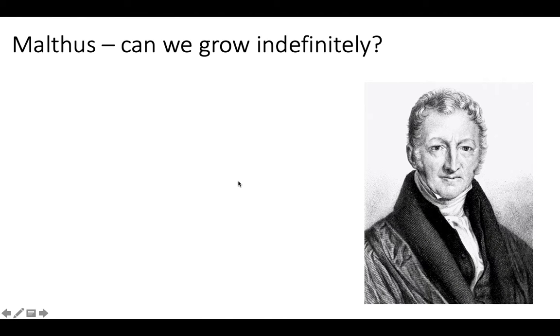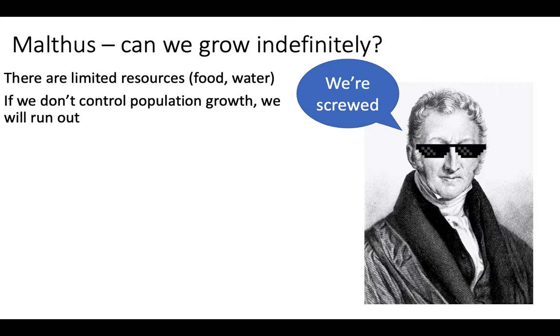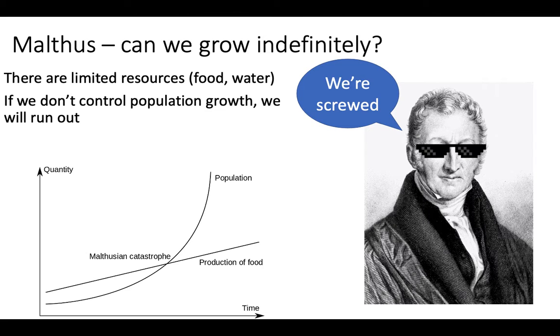Now, all this time we've been operating under the assumption that populations have abundant resources, but the truth is that's not the case. And this guy, Thomas Malthus, in the 1700s was asking, well, can we grow indefinitely? And his basic answer was no, we're screwed. There are limited resources on the planet: food, water, space, medicine, etc. And he argued that if we don't control our population and the rate at which we grow, we will run out of resources, and as a result, we will experience some significant issues.